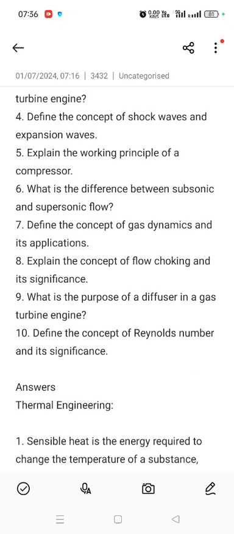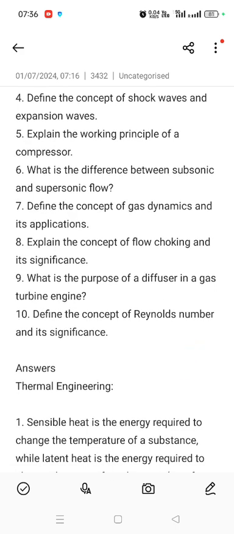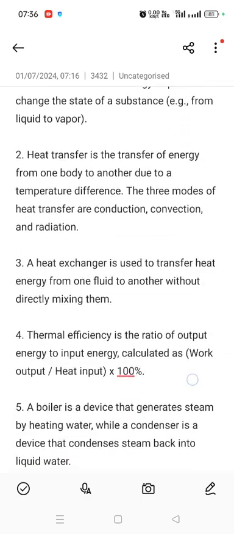What is the difference between subsonic and supersonic flow? In simple words, in supersonic flow, Mach number is greater than 1, and in subsonic flow, Mach number is equal to 1, unity. Now, let us see its answer.